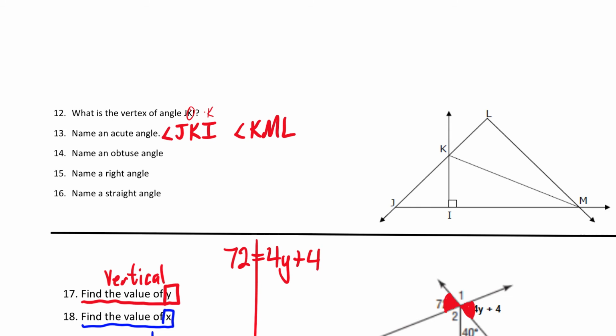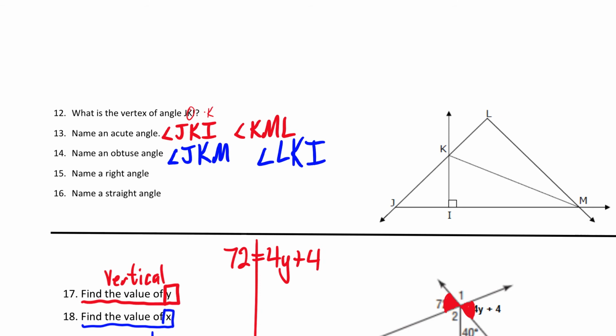JLM. Okay, JLM is close. JLM is a weird angle because it's pretty close to being 90 degrees. So I don't know for sure which way that one's going to go. So I want more ones that are more obvious than that. JKM is more obviously obtuse. Another one is angle LKI is very obviously obtuse.